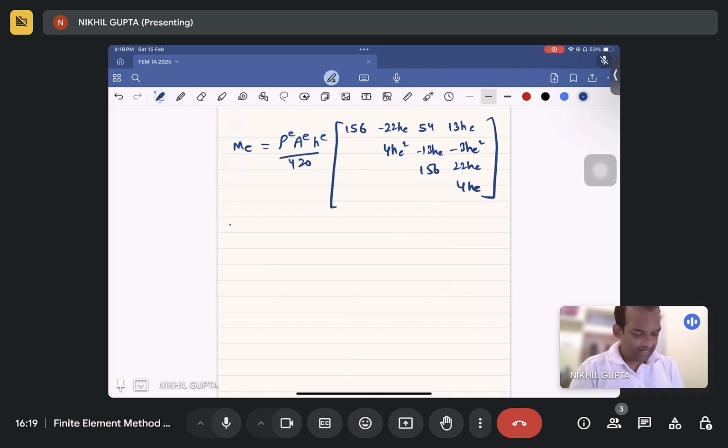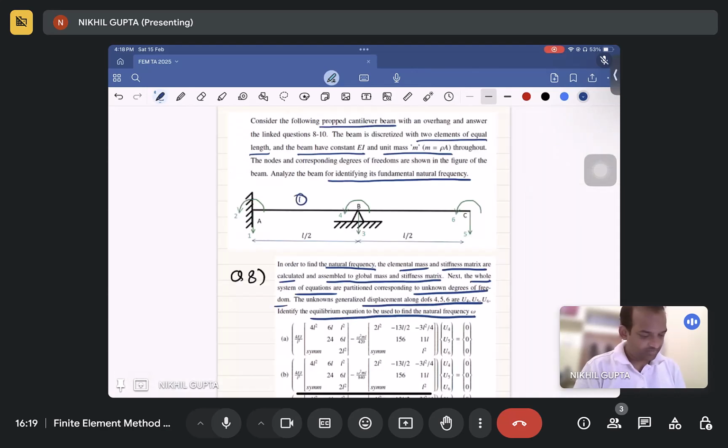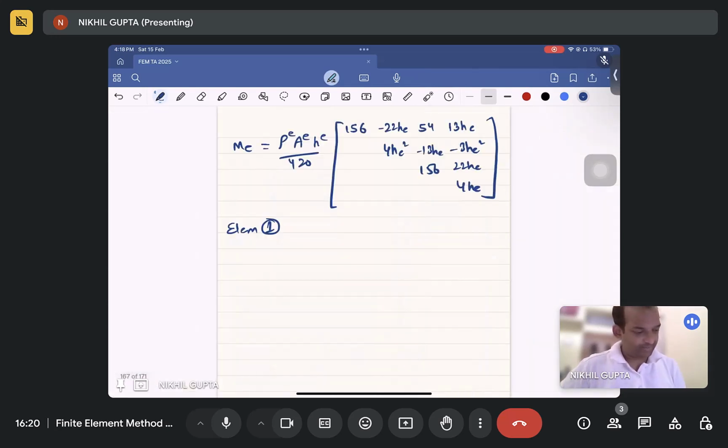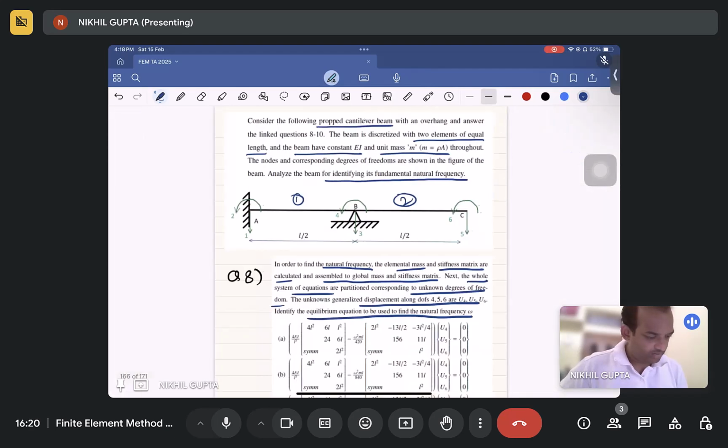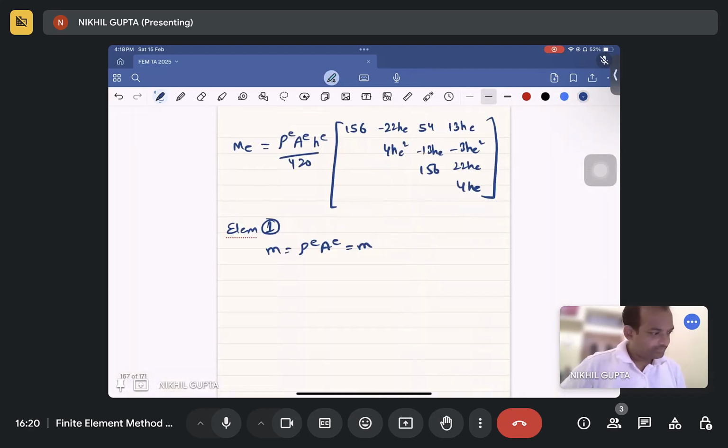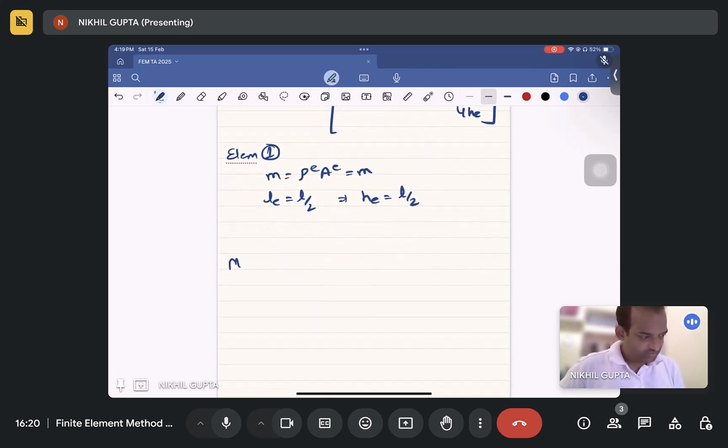So for element, let's say this is 1, this is 2, but all are the same length, so 1 and 2 will have the same properties. So let's write for 1, the m will be rho A le, which equals m, which is given in the problem like this, rho A. Now le will be L by 2, so he will be L by 2. Now you write the mass matrix for the first element.